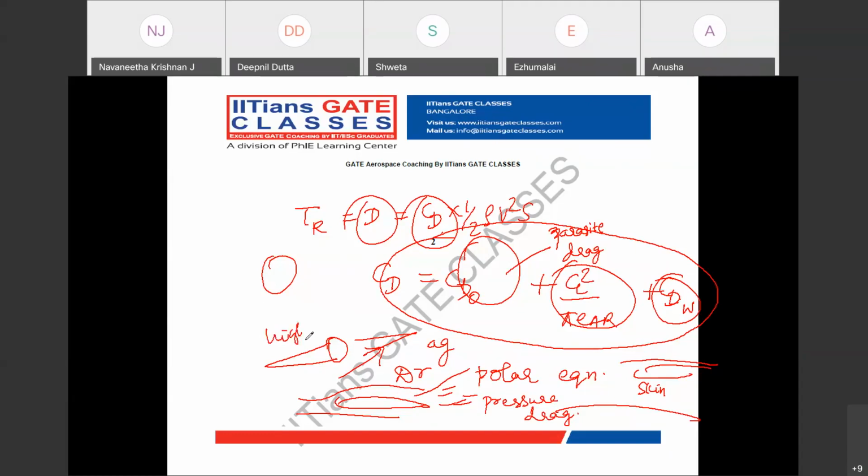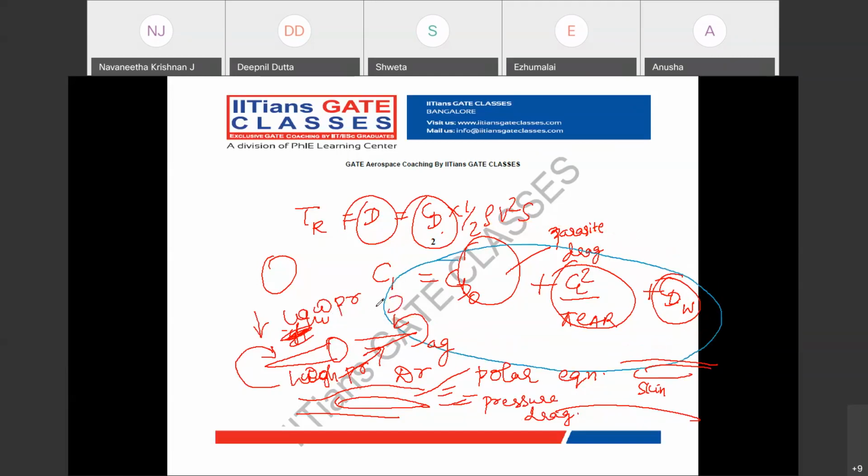There will be low pressure distribution on the top due to suction, and there will be high pressure distribution on the bottom. This high pressure region tends to meet the low pressure region like this in the spanwise direction, thereby causing a drag which is acting downward.